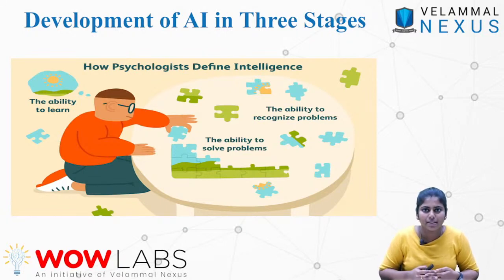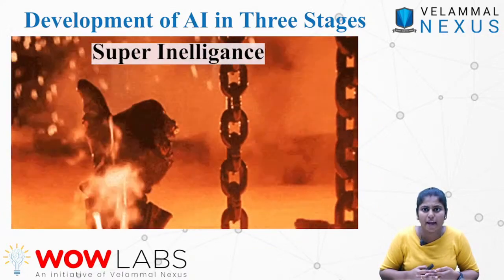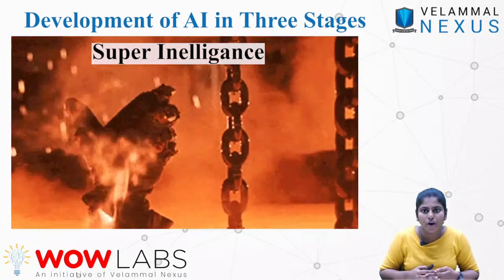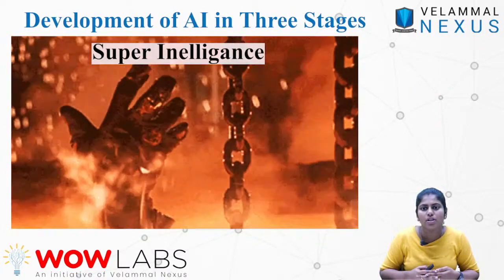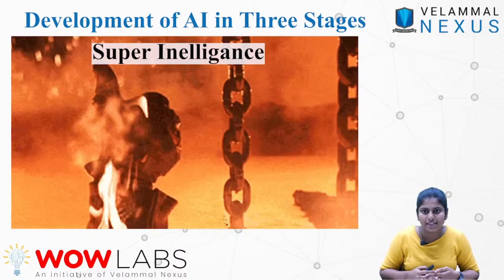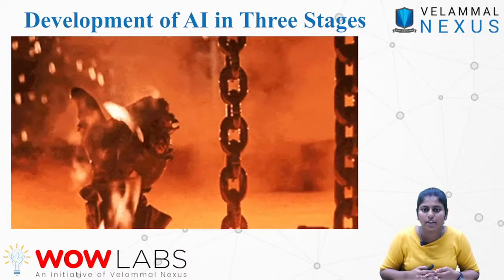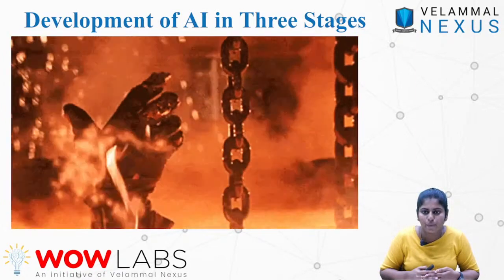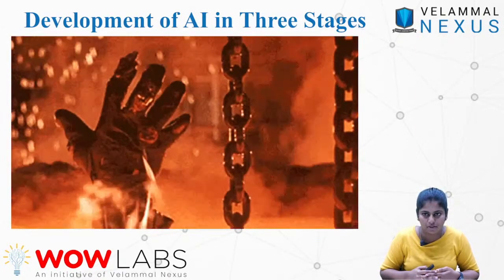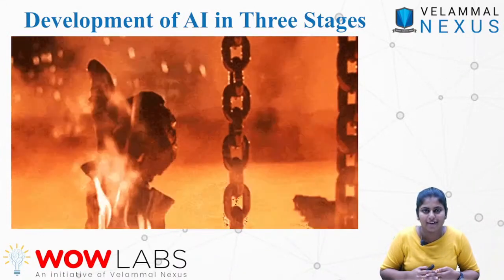The third one is superintelligence. This is a term coined by Nick Bostrom, the author of a famous book called Superintelligence. He defines superintelligence as any intellect that greatly exceeds the cognitive performance of humans in virtually all domains of interest. Think something like Skynet from the Terminator. Is that cool?